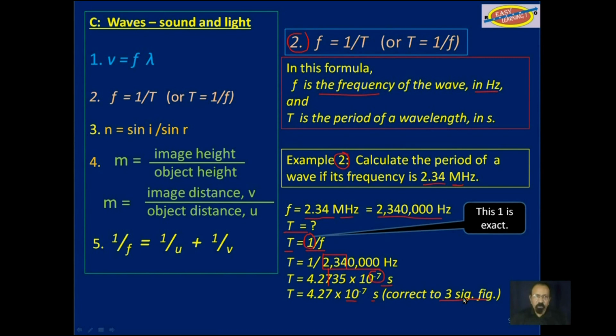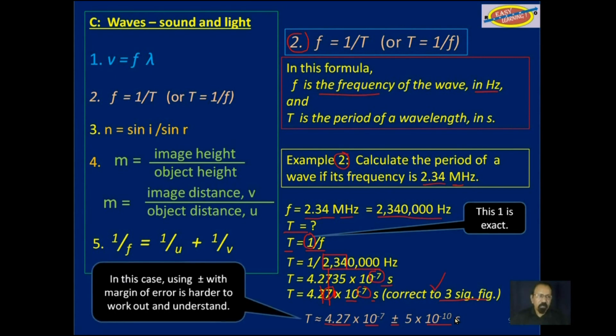Of course, if you want, you can work out the margin of error. That is negative 7, negative 8, negative 9, and at this position here, where you're going to place that, half of that position will take us to negative 10. We get 4.27 times 10 to the negative 7 plus or minus 5 times 10 to the negative 10 second. As I said, using the plus or minus with the margin of error is harder to work out and to understand in these cases where you have an exponent.